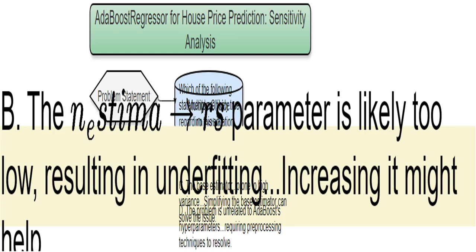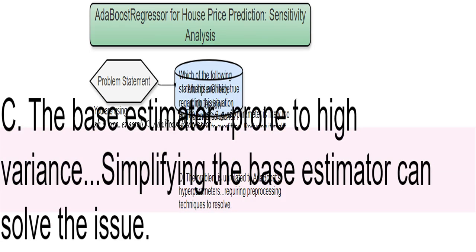Option B proposes that the number of weak learners, n_estimators, is too small. This could lead to underfitting. The model isn't complex enough to capture all patterns and becomes overly sensitive to noise. Adding more weak learners could help. Option C focuses on the base estimator, often a decision tree. If it's too complex, like a deep tree, it might overfit and be sensitive to slight input changes, independent of AdaBoost's settings. I could address this by making the base estimator simpler, for example, by limiting its depth.